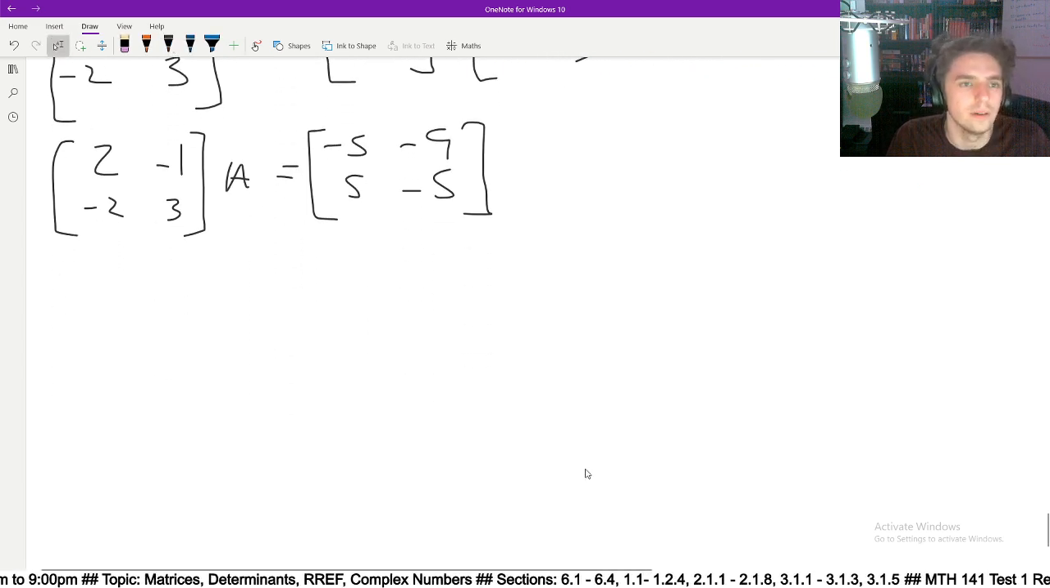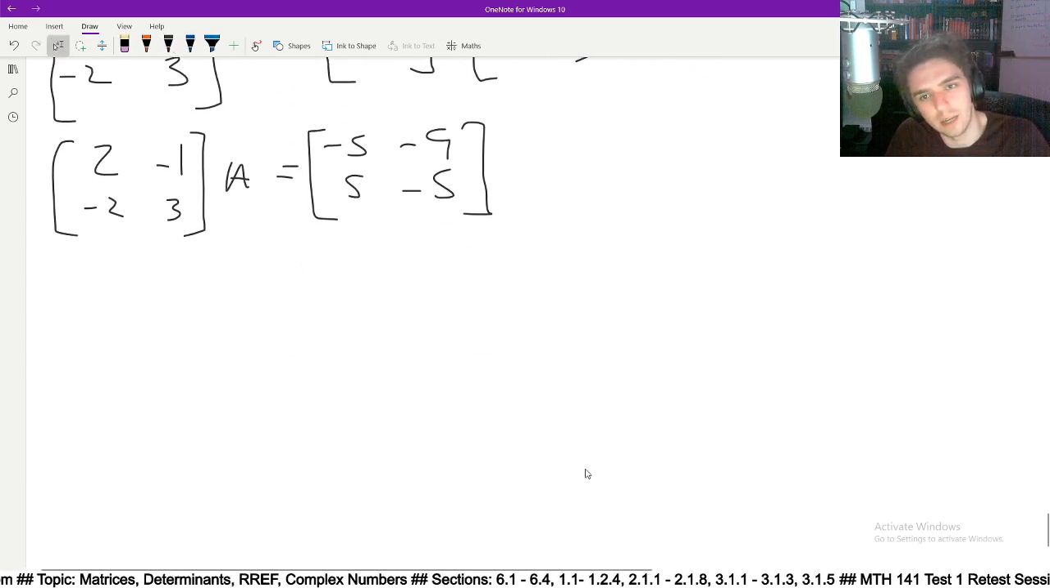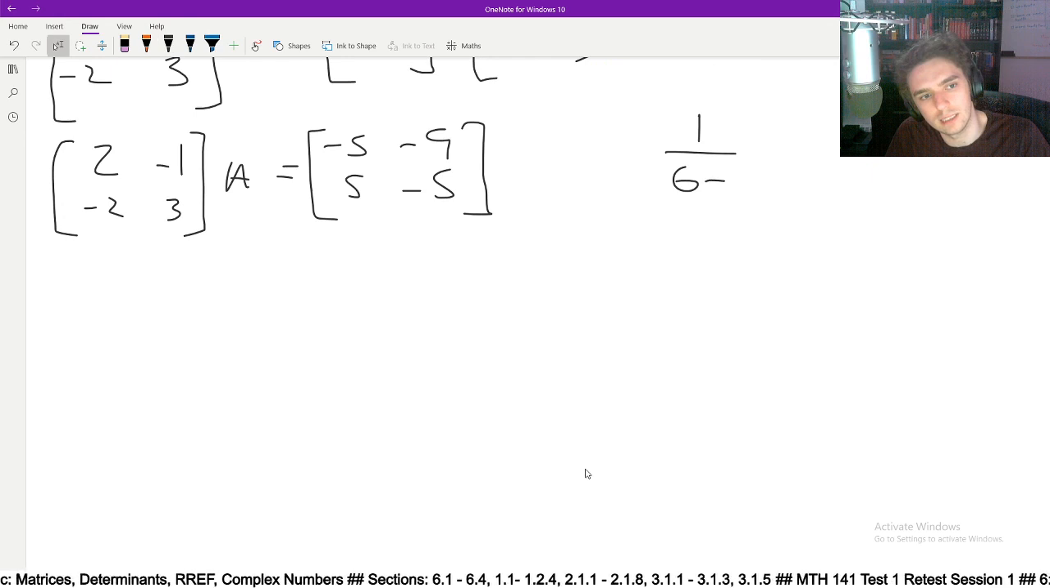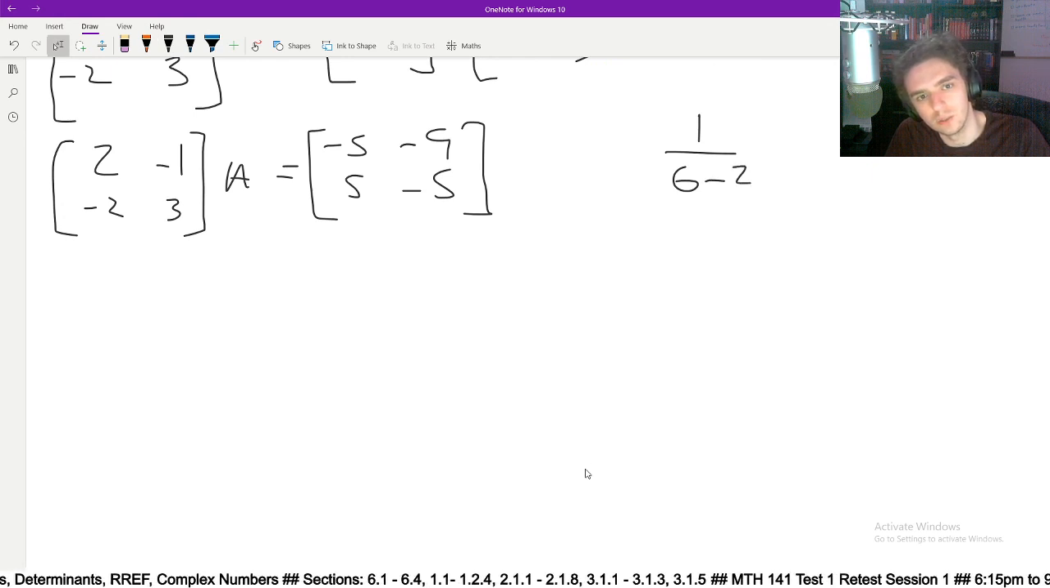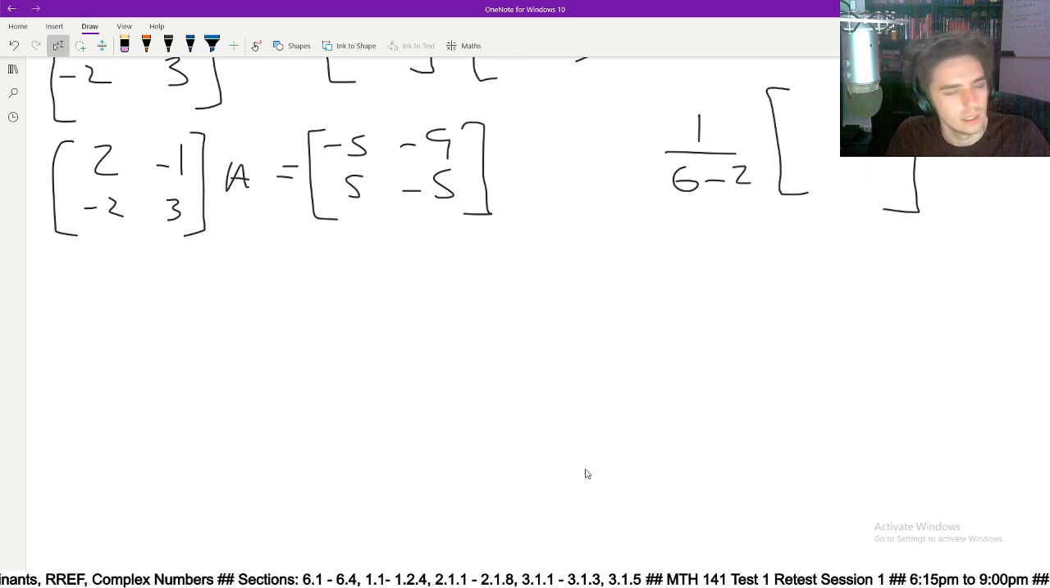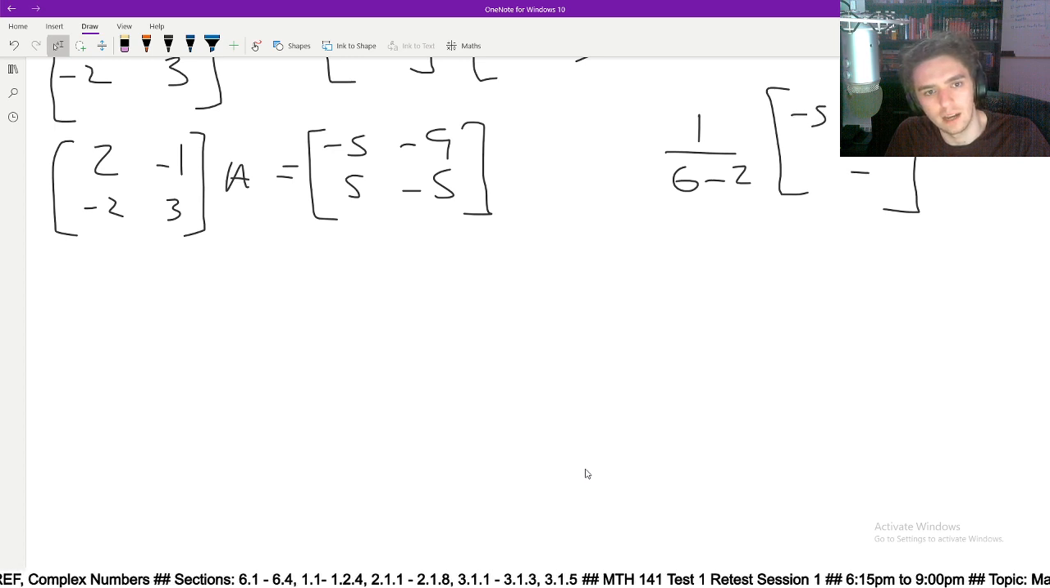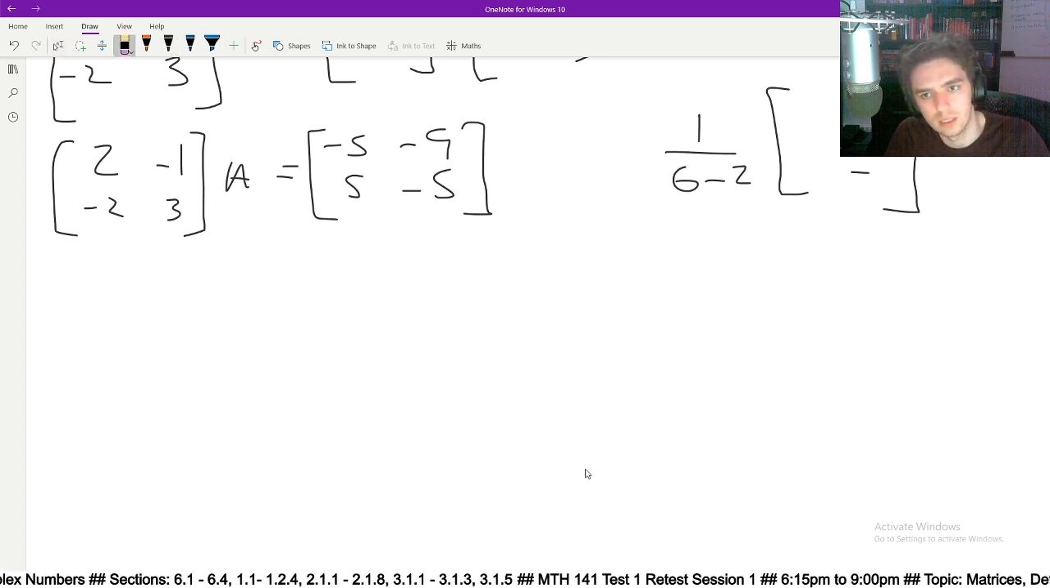And now, inverse again. So the inverse of that matrix is going to be 1 over 6 minus 2 times minus 5. Oh, no, looking at the wrong matrix.